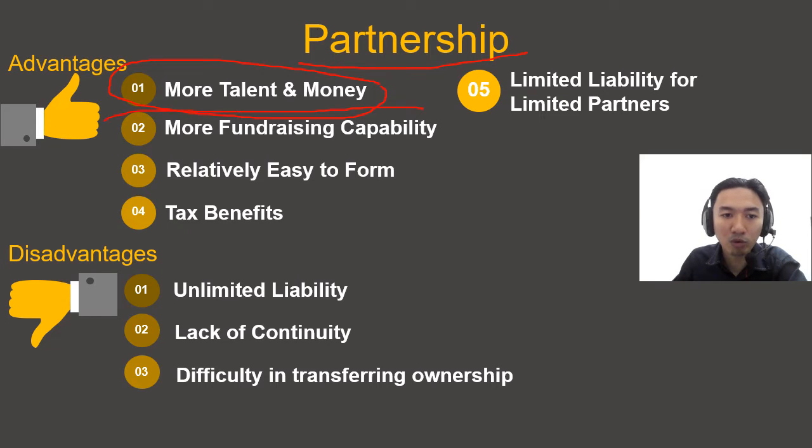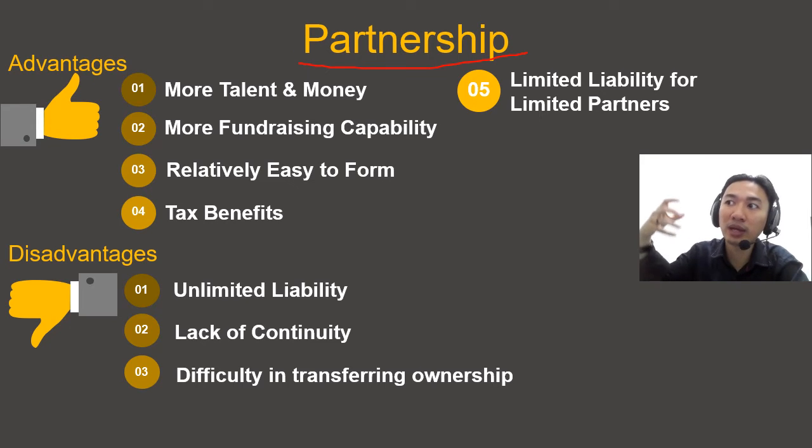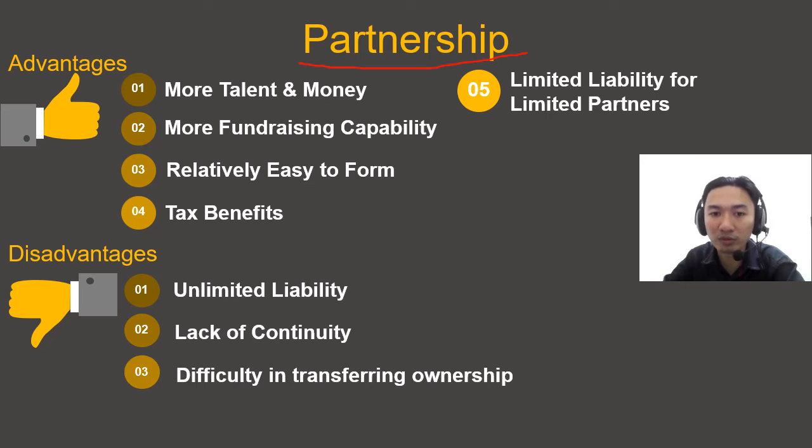Second, more fundraising capability. It means it will be easier for you to get additional money compared to a sole proprietorship. If you want to get bank facilities, like bank loans for example, it is easier compared to a sole proprietorship. You can also add more money by asking the other partners to top up. Plus, you can add other partners to get more fundraising capability.